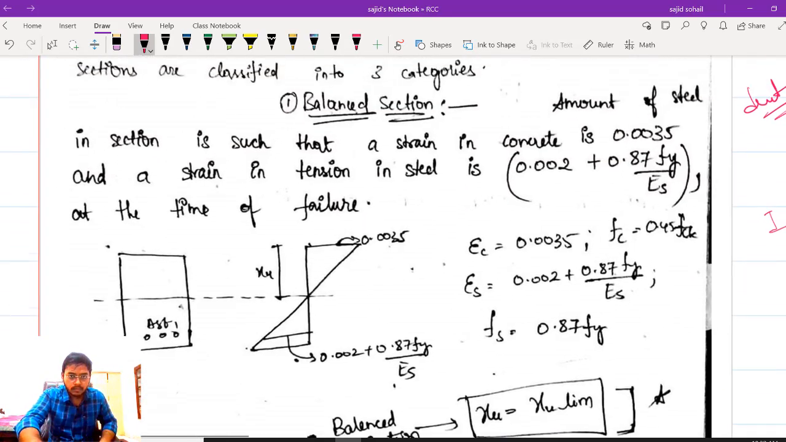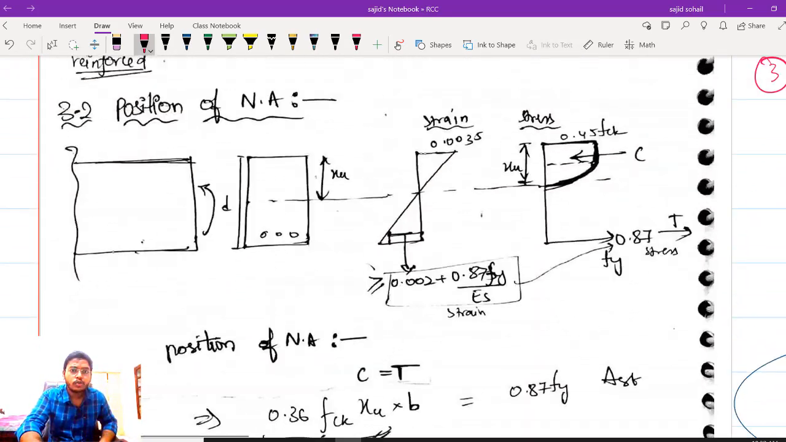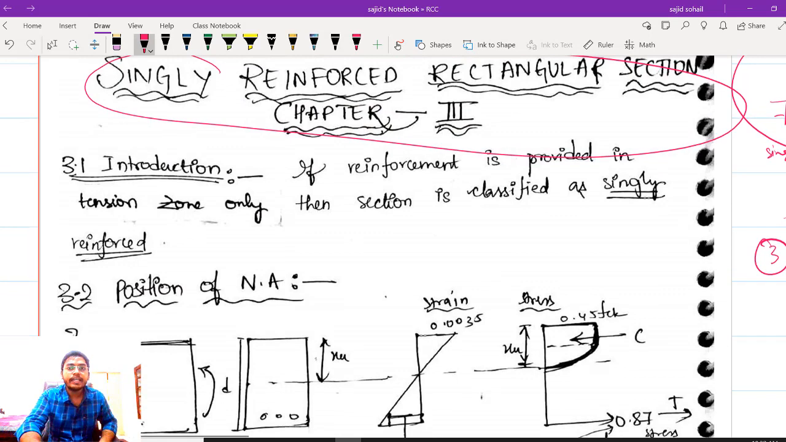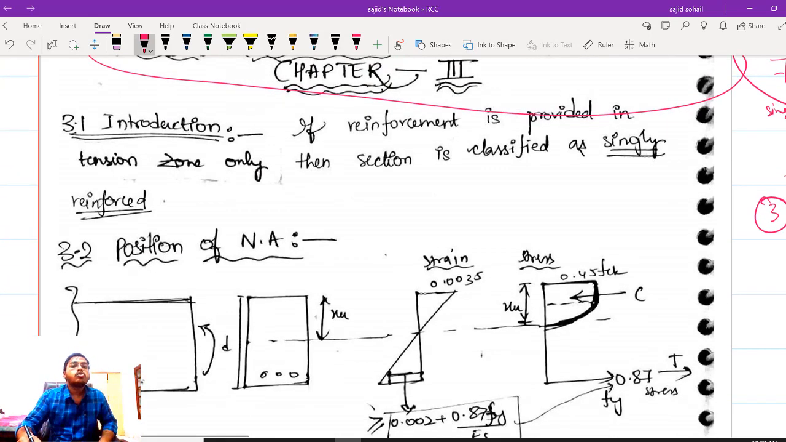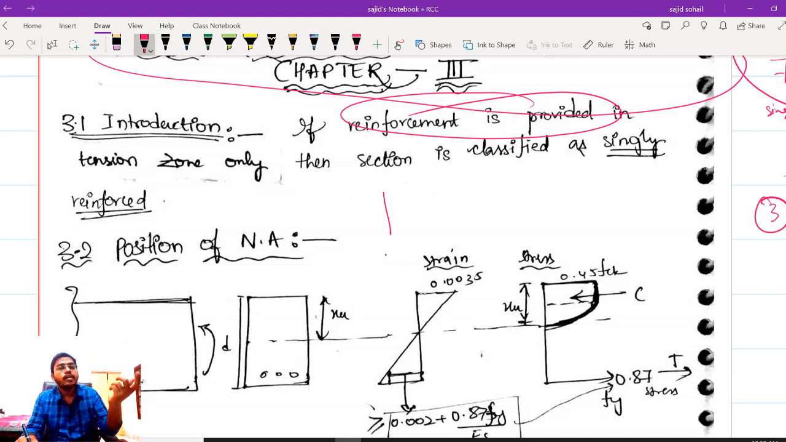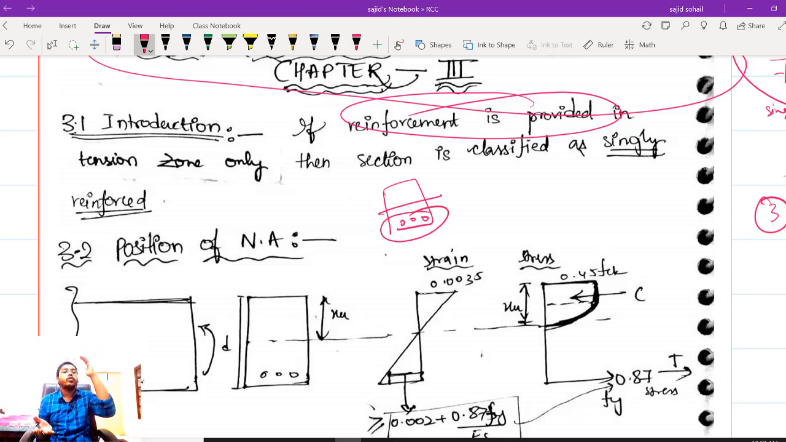So let us, without wasting any time, go into today's concept, which is singly reinforced rectangular section. So what is singly reinforced? If the reinforcement is provided at only one side, which side? Compression side or tension side? Obviously the tension side compulsorily must have it. So if you are providing reinforcement only in the tension zone, we will be calling it a singly reinforced section.